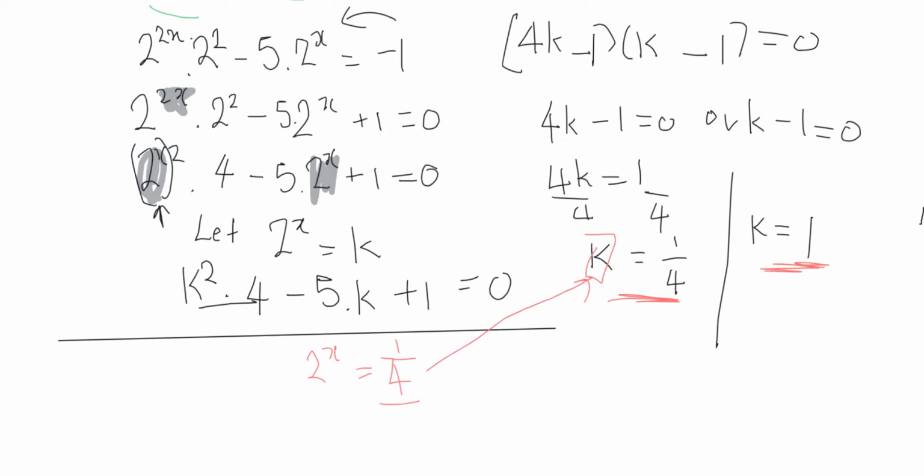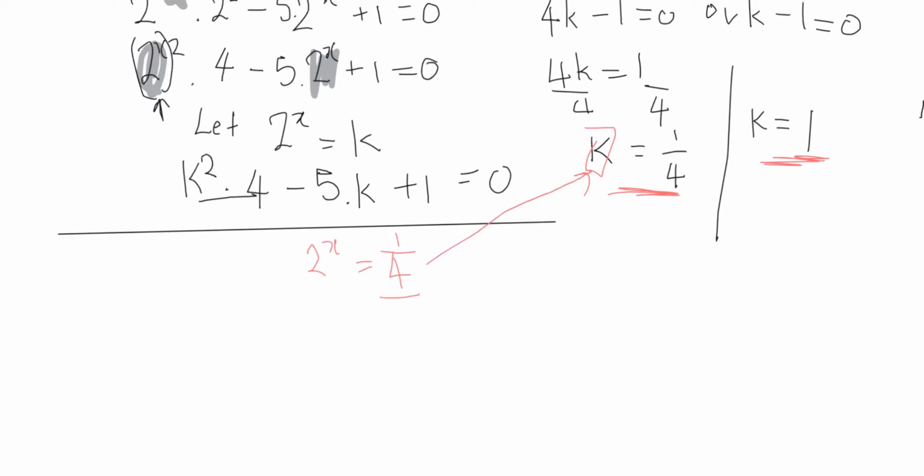So this is going to be the same as what now? How can you write 1 over 4 in terms of 2? Remember, 1 over 4 can still be written as 2 to the power of negative 2. Now, since you are having the same bases, you can equate the exponents. So x is equal to negative 2. Then you have solved for your x. Now let's look at the other one.